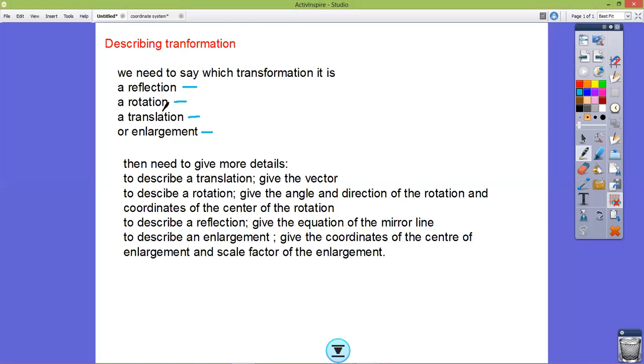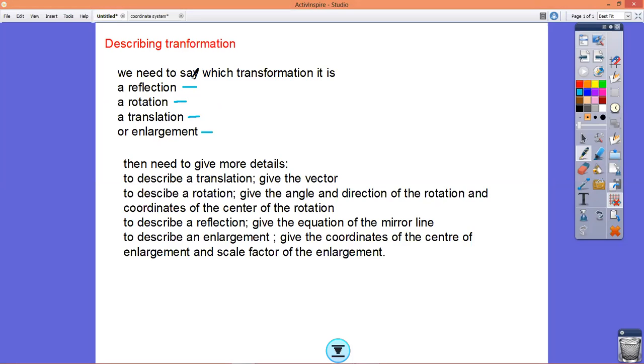We learned these things. What does it mean reflection? What does it mean rotation? What does it mean translation? And what does it mean enlargement? Now, first we are going to define the transformation. Which transformation are we going to do? Okay, we need to say that one. After that, for each transformation, we need to give a detail.